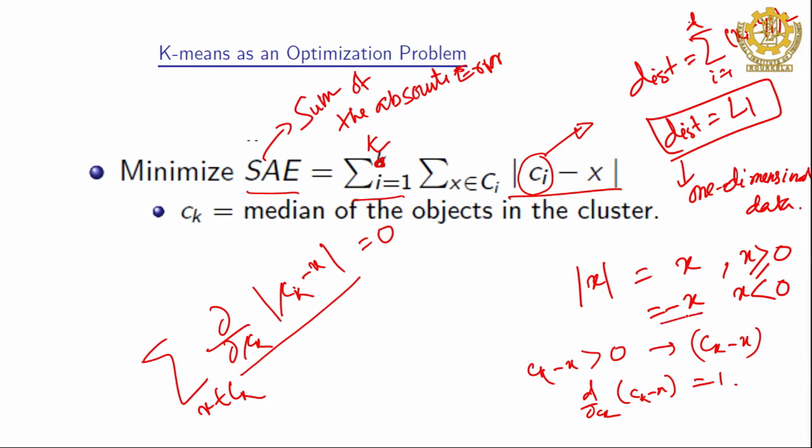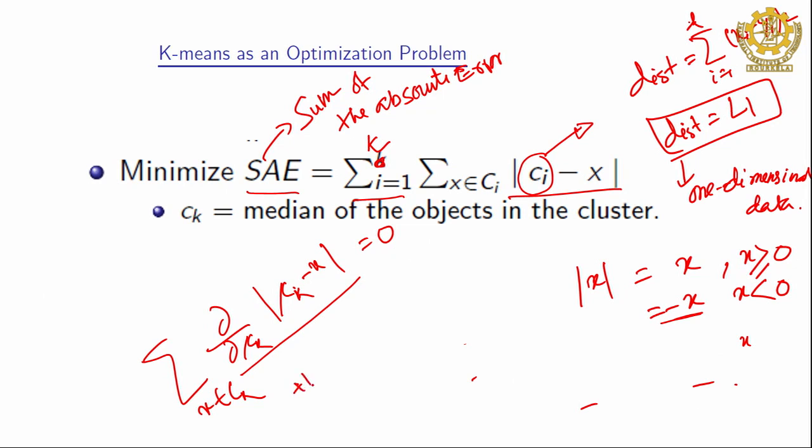Now, if you take this value, that means x minus C k, where x is greater than, in this case, minus x. So if you put minus x here, minus minus becomes plus, so x minus C k. If you take the derivative with respect to C k, you will get minus 1. Now if you take the summation of plus 1 and minus 1, you will get 0.